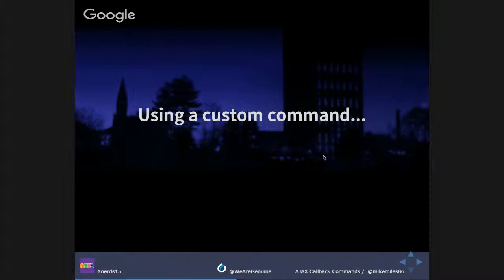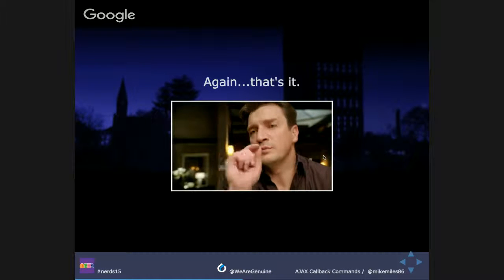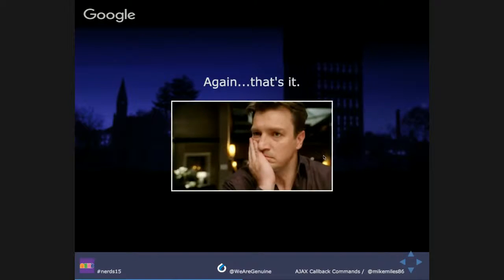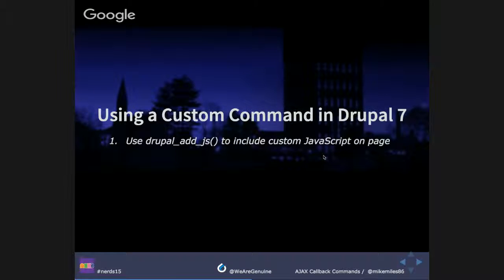Now, when using a custom command, there are 2 steps you have to do. 1, you have to tell Drupal to include your custom JavaScript on the page. And step 2, you have to make sure your custom command is being used in some sort of callback function. If it's not being used and it's not on the page, Drupal's not going to use it. That's it. Those are the 2 things you have to do. So using a custom command in Drupal 7, step 1, use something like drupal_add_js to include your custom JavaScript on the page that needs AJAX events. In step 2, add your command to the render array being returned by your callback function.